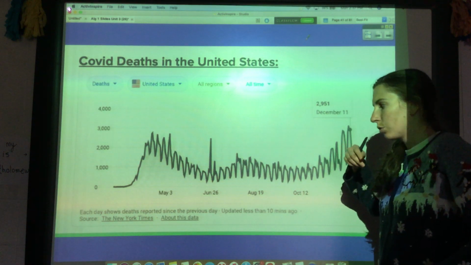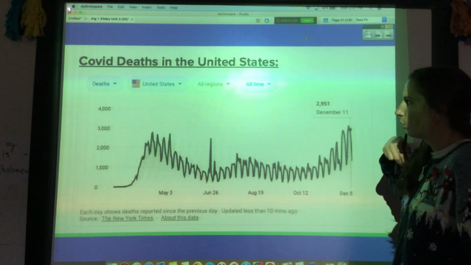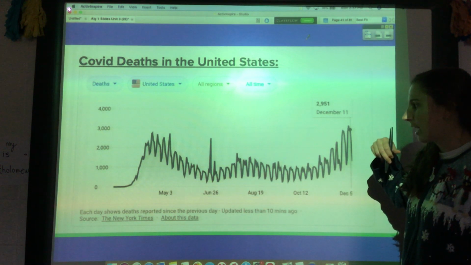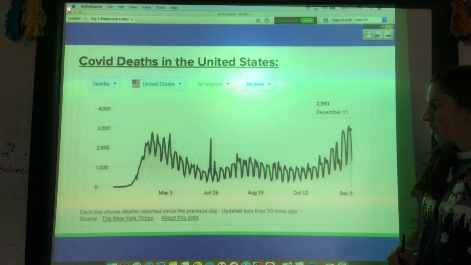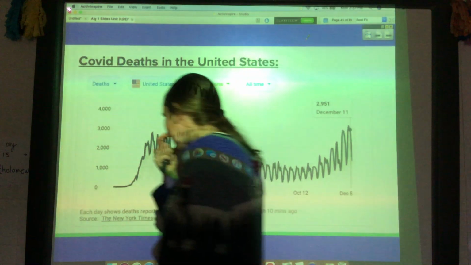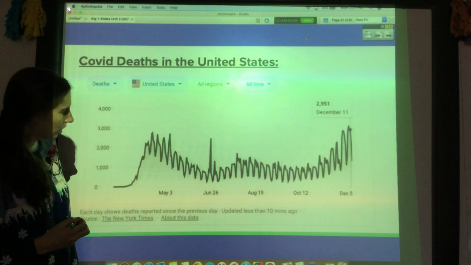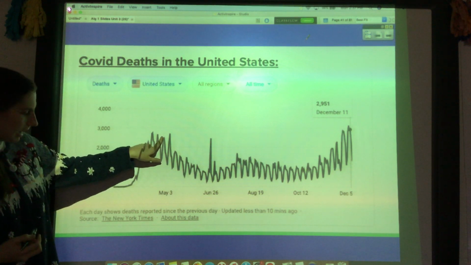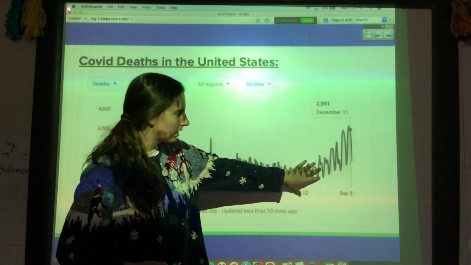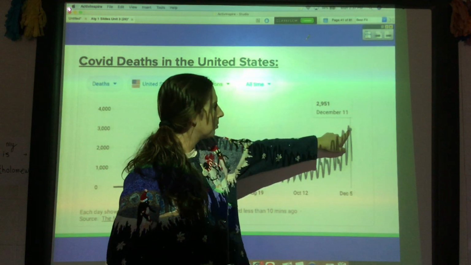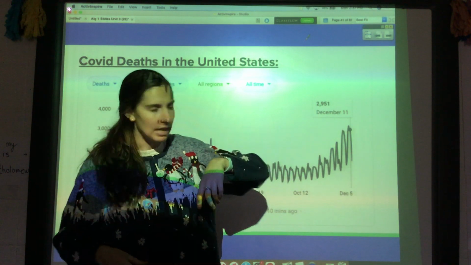So I wanted to start off with some kind of horrifying data here. This is just straight off of Google. These are COVID deaths in the United States, per day. As we look at this graph, there are definitely some things you notice. Particularly, it got really bad around early May, and then currently it's pretty rough as well. This was December 11th when I took the screenshot. There were almost 3,000 deaths that day.